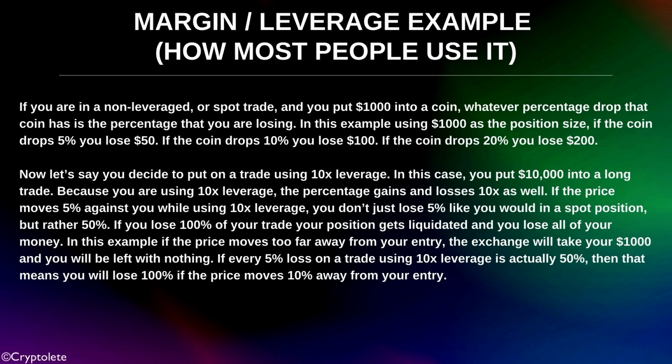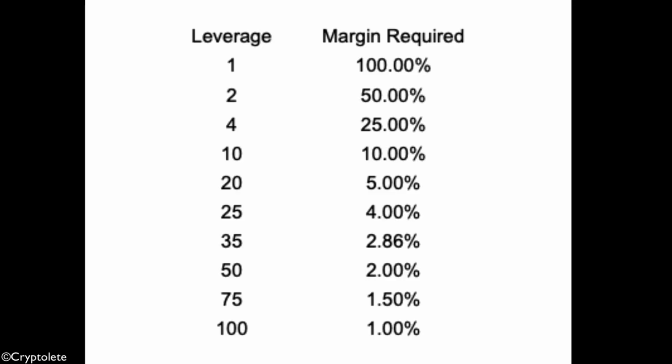Now, if every 5% loss on a trade using 10x leverage is actually 50%, then that means that you will lose 100% if the price moves 10% away from your entry. So here's a sheet that I put together that goes over the margin required based on the amount of leverage that you use. So if you use 1x leverage, that's the equivalent of just doing a regular spot trade.